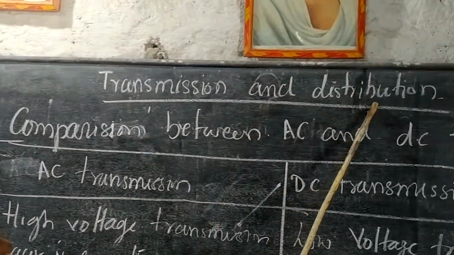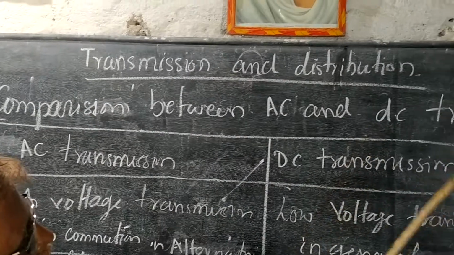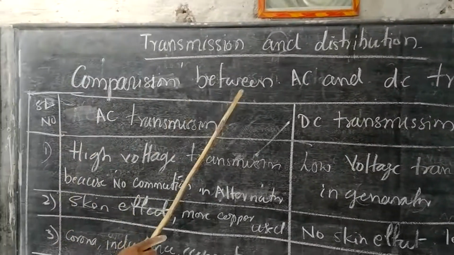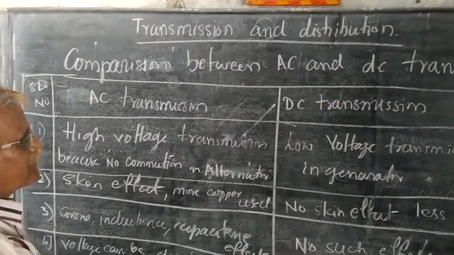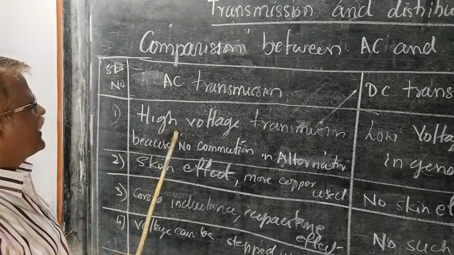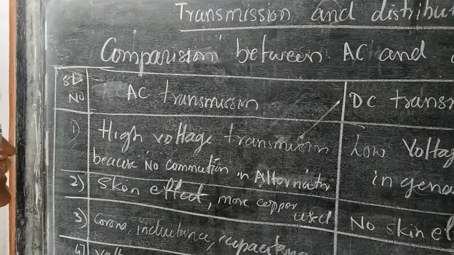Transmission and distribution part 2, that is the comparison between AC and DC transmission. So this part is the AC transmission and this part is the DC transmission. There is a comparison. The first one is high voltage transmission, because there is no commutation in the alternator.